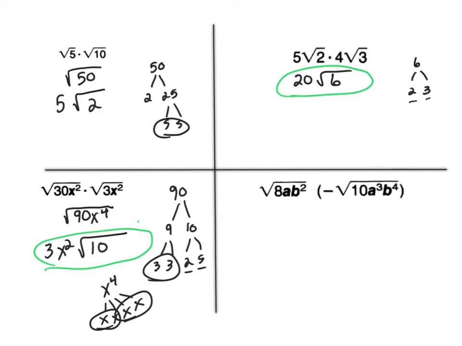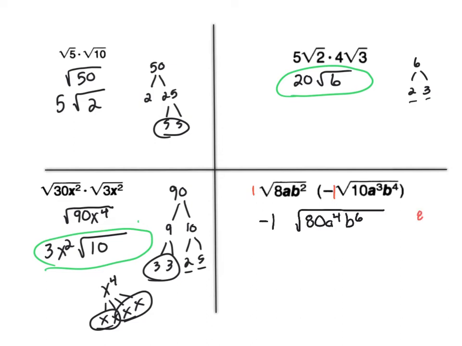And the last one, using the same things we just did for all the other ones, my coefficients are 1 and negative 1. So I'm going to multiply those together, and that's going to give me a negative 1. And then I'll multiply my radicals. 8 times 10 is 80. I know when I multiply variables together, I add exponents. So I get a to the fourth power, b to the sixth power. Now I have to break all that down.